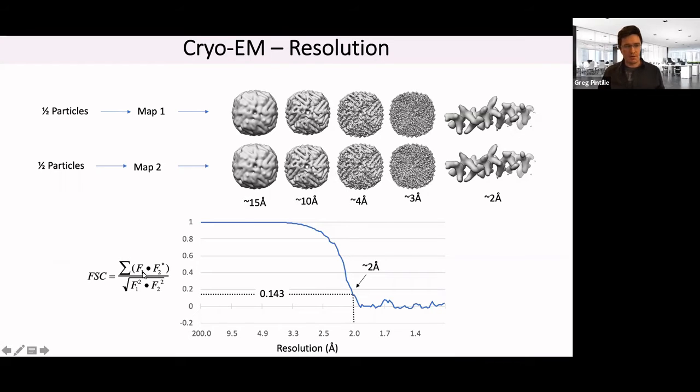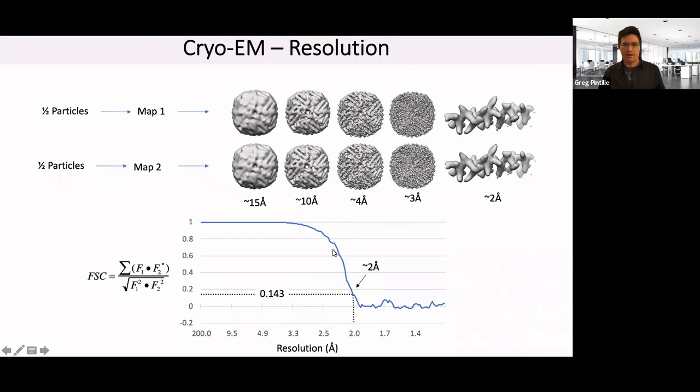So we do a cross correlation between the Fourier converted maps, and at lower resolutions, if we do a correlation, we tend to see that they correlate quite well in this case. That means that the two independent maps agree very well at these lower frequencies. And as we go to higher frequencies, it starts to drop. So they start to disagree.